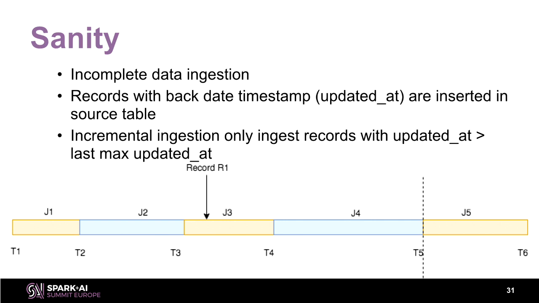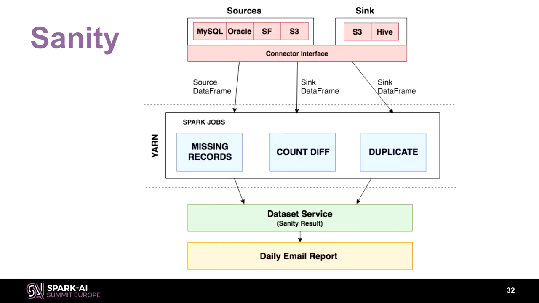This happens mostly because of some issues at source. Maybe they have some bugs, or in some rare cases, we have also seen long-running transactions. So until they commit, these records are not visible to the slave machines. But we need to find out these cases and re-ingest them, and also let the source team know that these are happening, and they can fix those issues at their end. So for that, we run Sanity jobs.